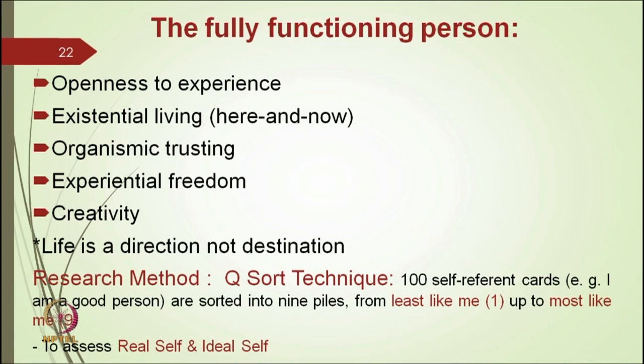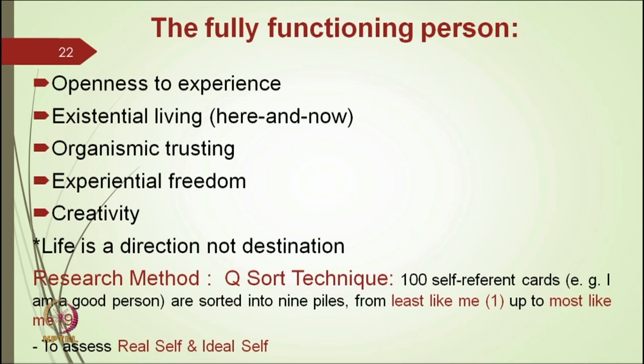After giving his theory explanation, he also discussed the fully functioning person. He said there are five factors of a fully functioning person who hasn't any discrepancy between real self and ideal self. These characteristics are openness to experience, existential living here and now, organismic trusting, experiential freedom, and creativity. Actually, we have another chapter based entirely on character strengths. So I'll compile all these positive personality traits in that chapter and we'll discuss in detail what they mean. As per this theory, life is a direction, not a destination. Carl Rogers also stated that life is a direction, not a destination.